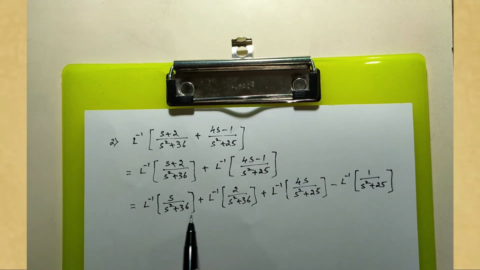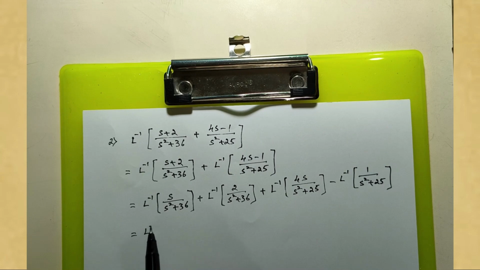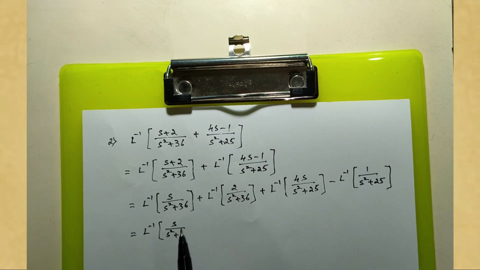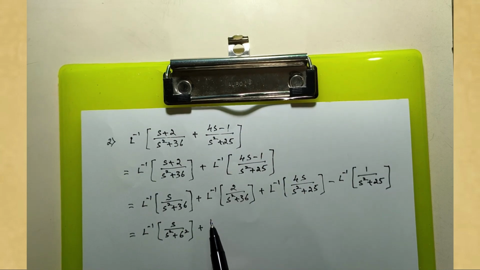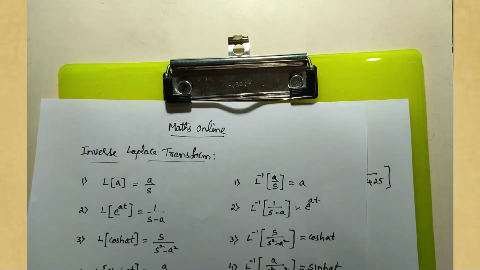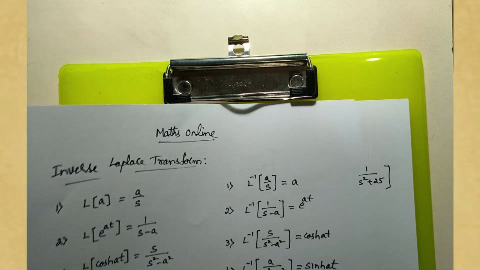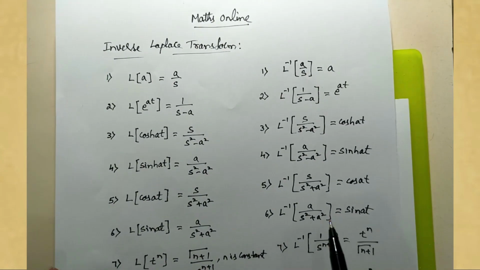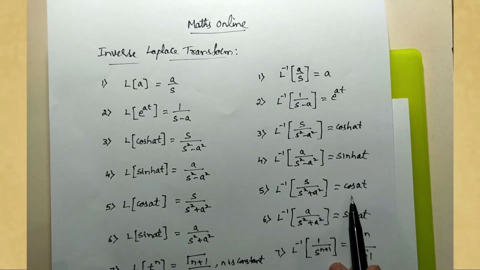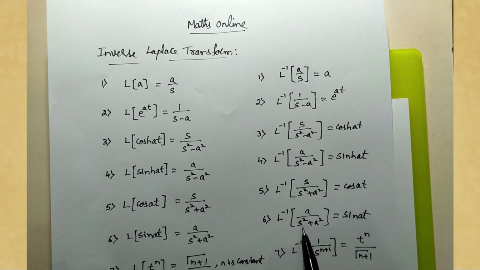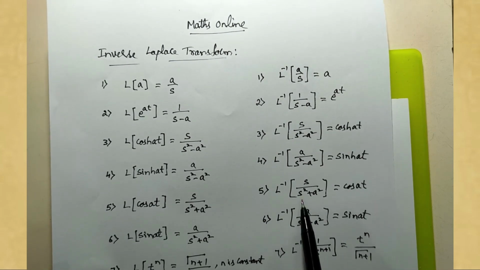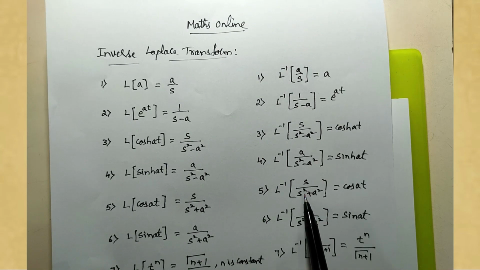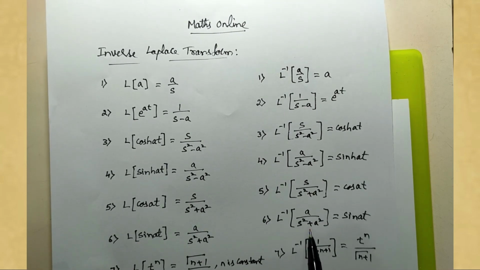If you observe here, you have to get it in the standard form. I know the formula: L inverse of s by (s square plus a square) will be cos at, or L inverse of a by (s square plus a square) will be sin at. So in the denominator you get s square plus a square. If you get s by, you will get cos at. If you get a by, you will get sin at. So in these two forms you have to get it.